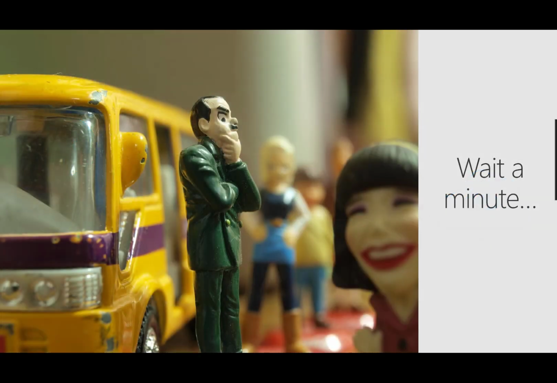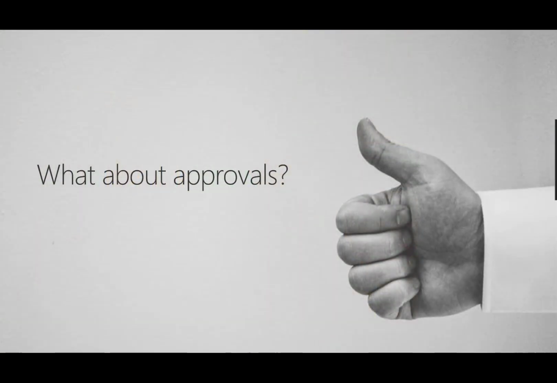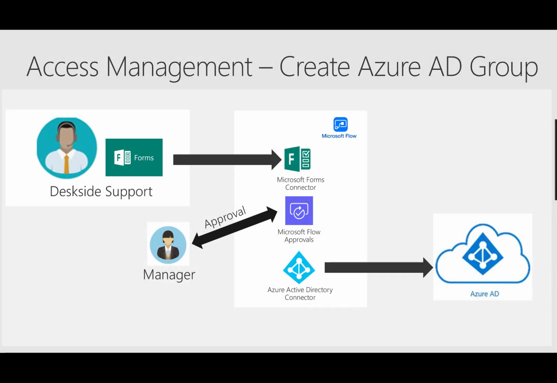Now, this is something fairly simple to do inside of Microsoft Flow, but there's going to be a challenge. I'm sure there's a few of you, especially if you've worked in ITIL heavy shops, that say, wait a minute, you can't just create an Azure AD group without an approval. So now we have the ability to layer on approvals using Microsoft Flow. And it's actually not very difficult to do.